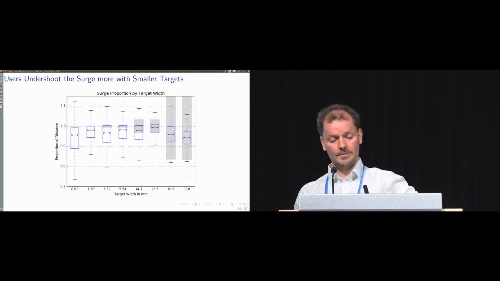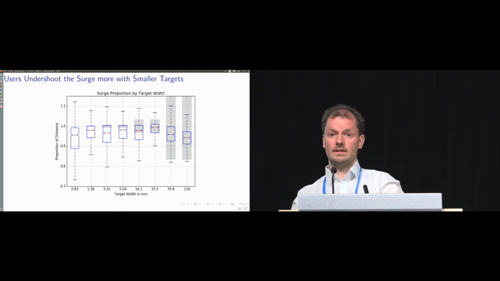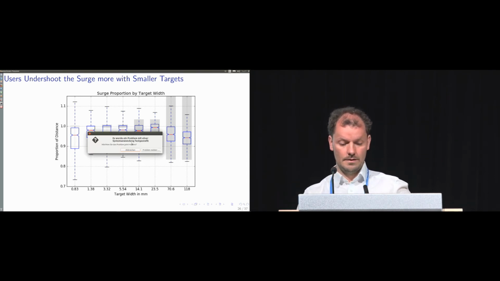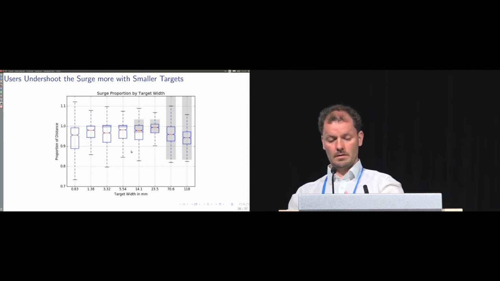And if the targets are small, users are more cautious, so they undershoot the target even more. Then as the targets get bigger, they become more aggressive, and the endpoint of the search movement gets closer and closer to the target center.